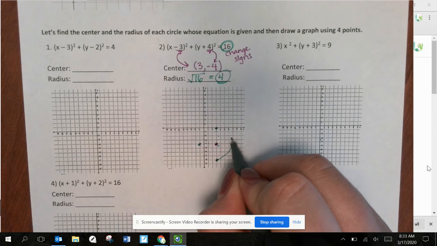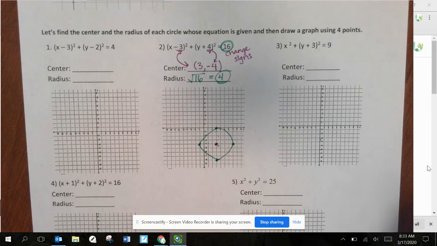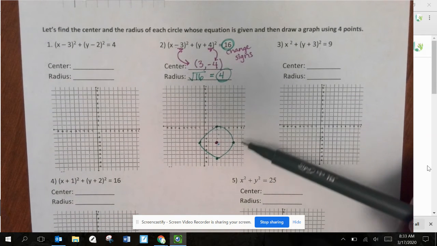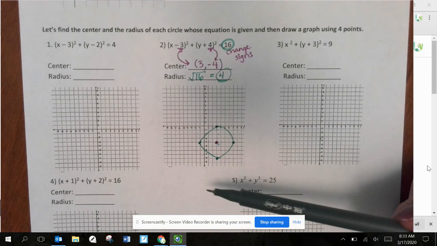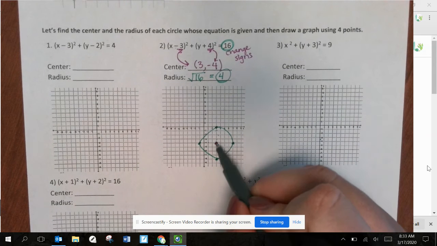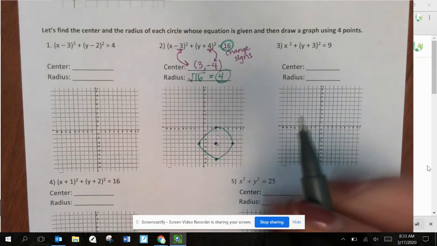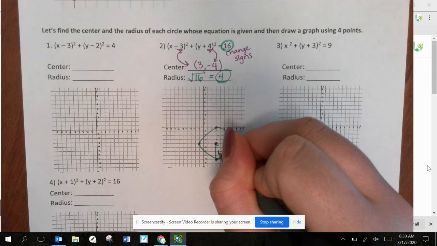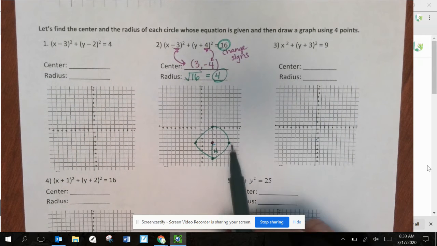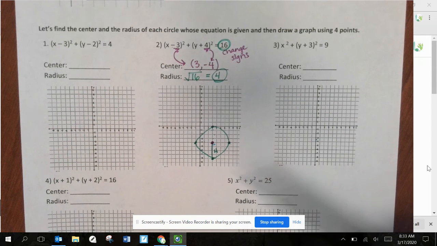There is my circle. I don't care. That's obviously not a good circle. You can't freehand a circle. It doesn't matter. Here's the center. I've counted out my radius to be 4. So there-ish is my circle. If I could draw a perfect circle, then it would look much better. But it doesn't matter. Let's look at number 3.